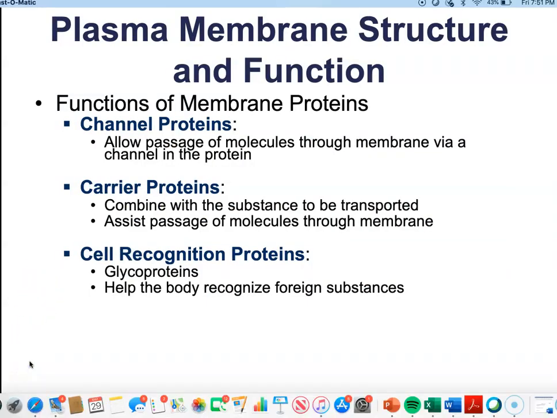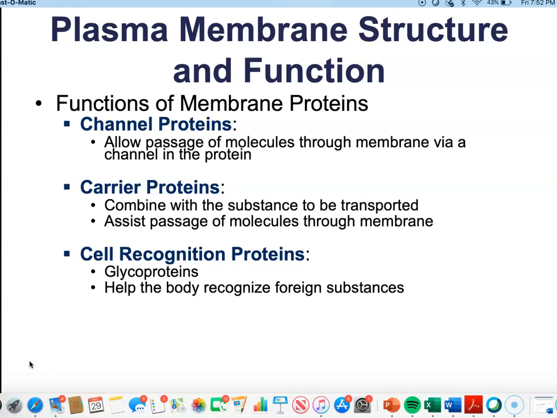Okay, so in terms of a little bit more function, right? That last slide really went through the structure. All of what was shown in that last picture are components of the plasma membrane. If we're going to talk about some functions of these membrane proteins, I sort of talked about this before. These are all examples of different types of membrane proteins. Remember, the integral proteins and the peripheral proteins were just two main categories. Here we're talking about different types of proteins.